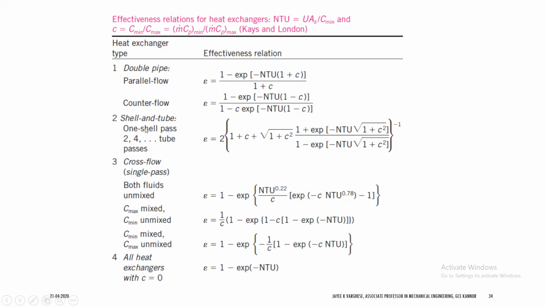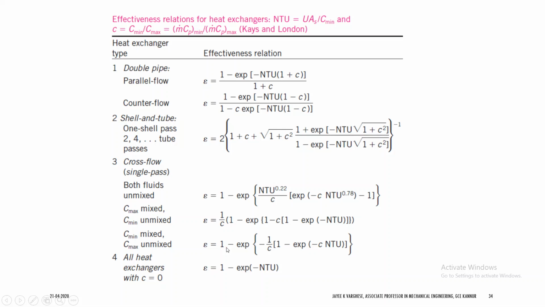And for other configurations, for shell and tube heat exchanger, this will be the relationship. And for cross flow heat exchanger, we have these relationships. So by making use of these relationships, we can obtain the value of epsilon for any configuration. These equations or the corresponding charts will be available in the heat and mass transfer data book. You can make use of that. So with that we conclude the derivation of counterflow heat exchanger.